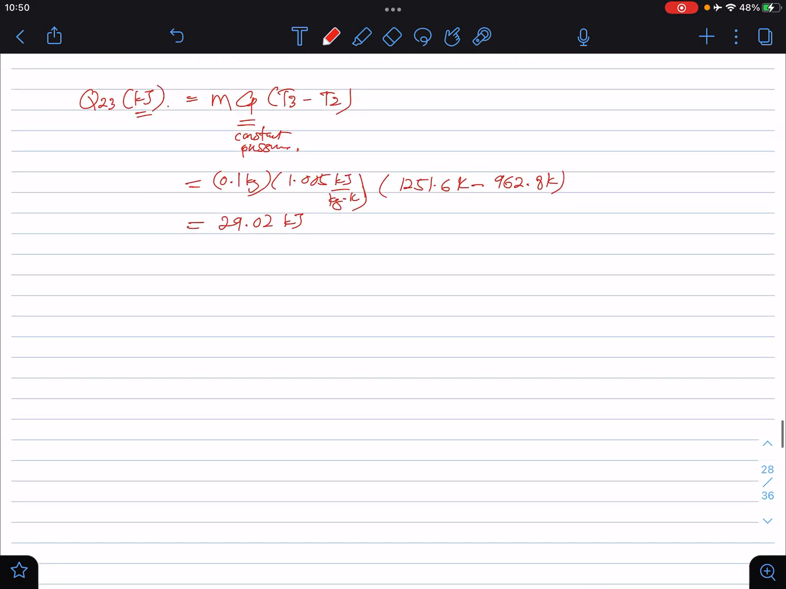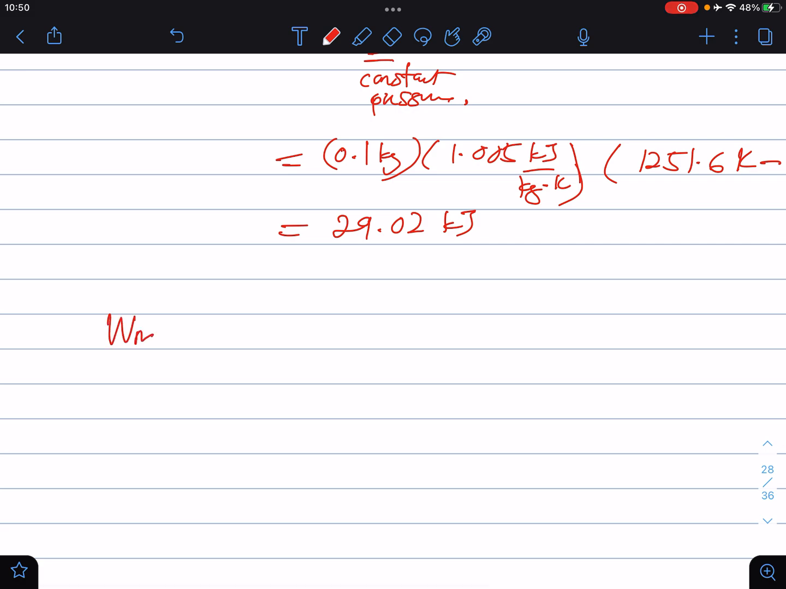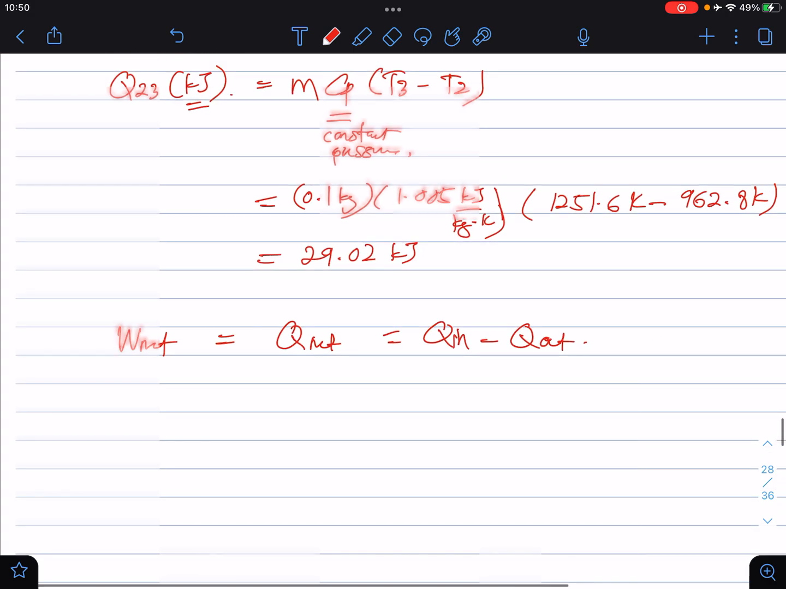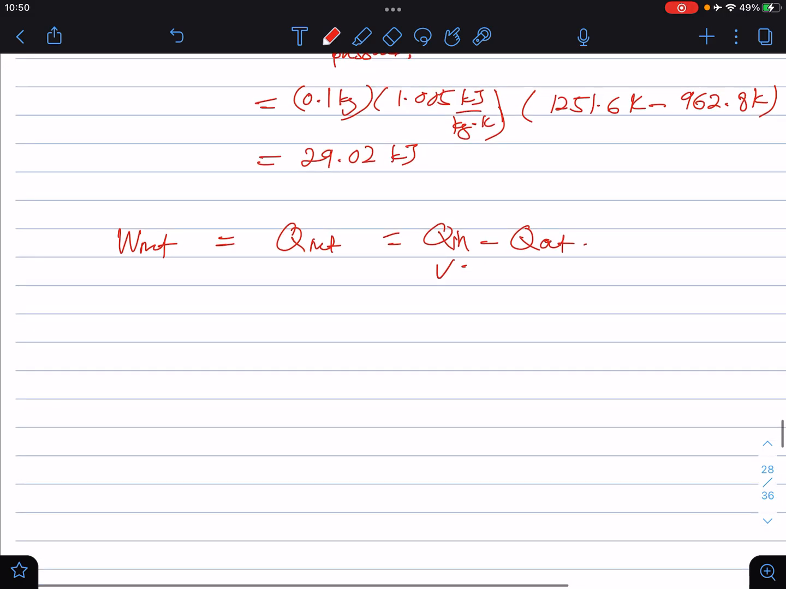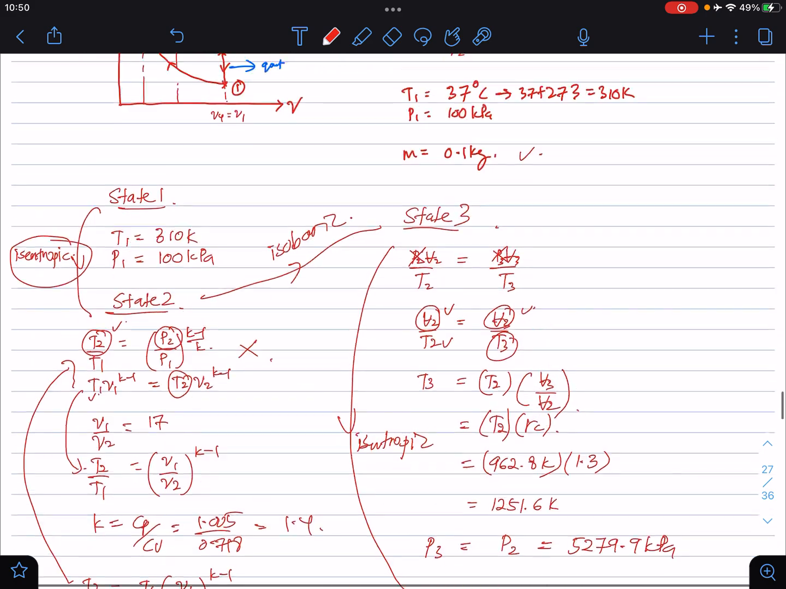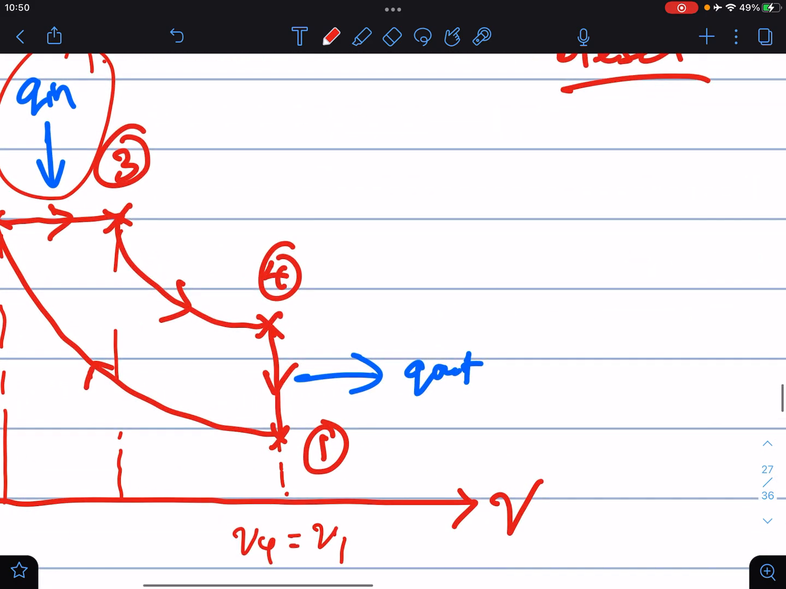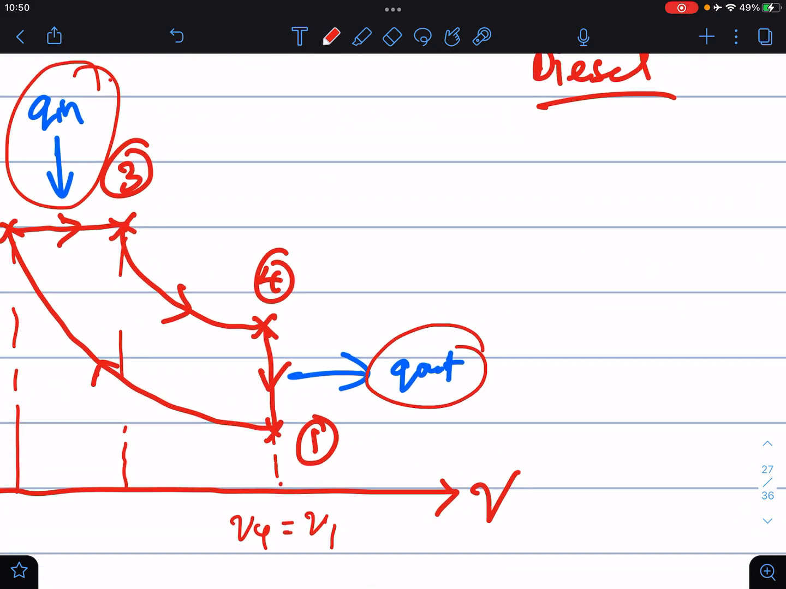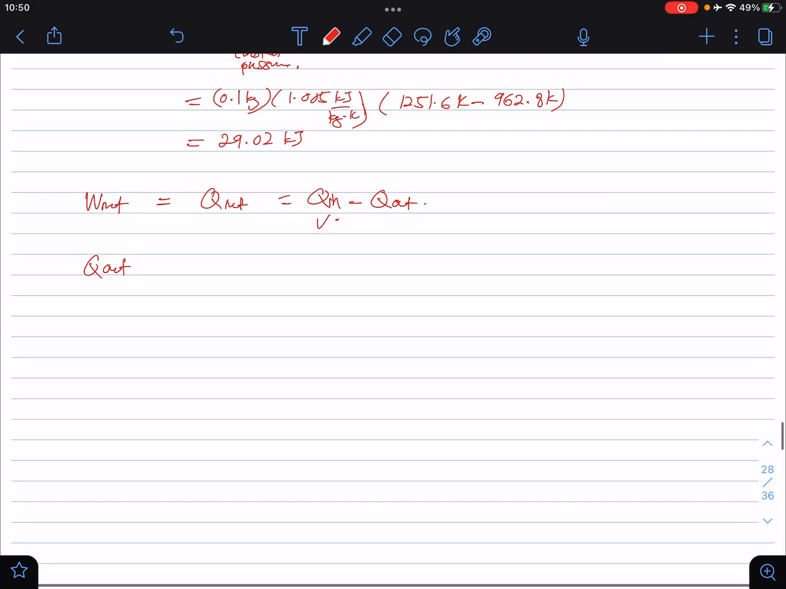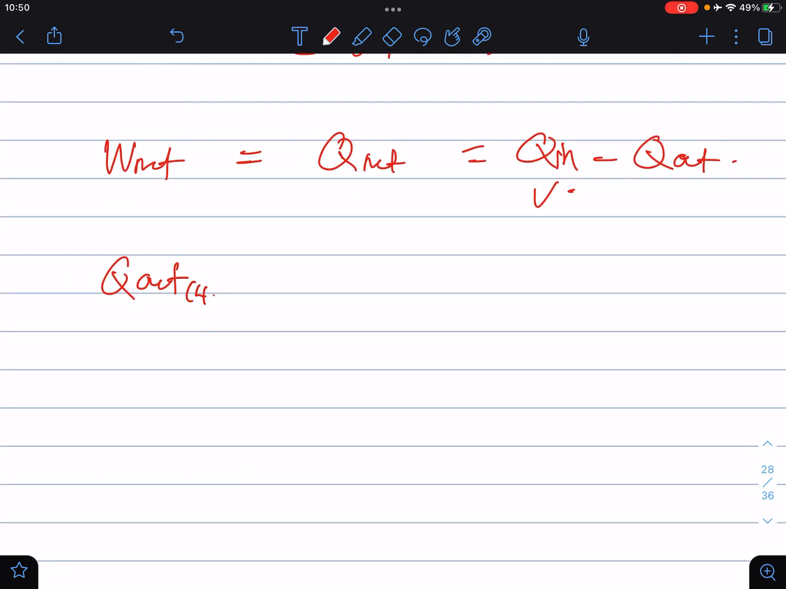Okay, so we need to find the work net, which is for this kind of cycle is equal to Q net, which is Q in minus Q out. So since we already calculate the value of Q in, just need to find the value of Q out. So your Q out is from state, okay, here 4 to 1. Okay, 4 to 1.